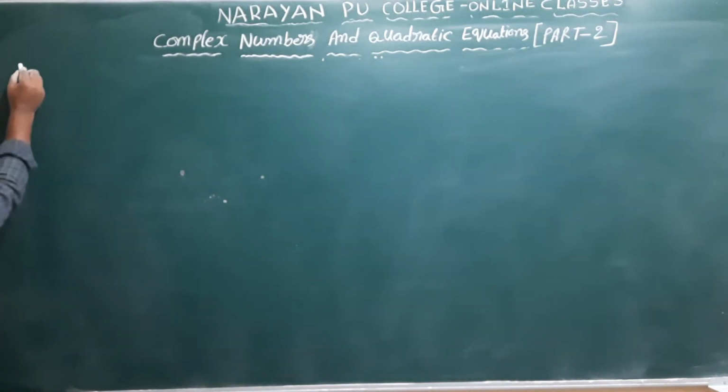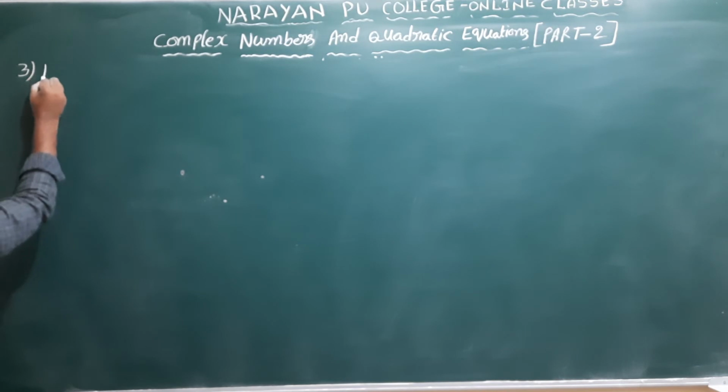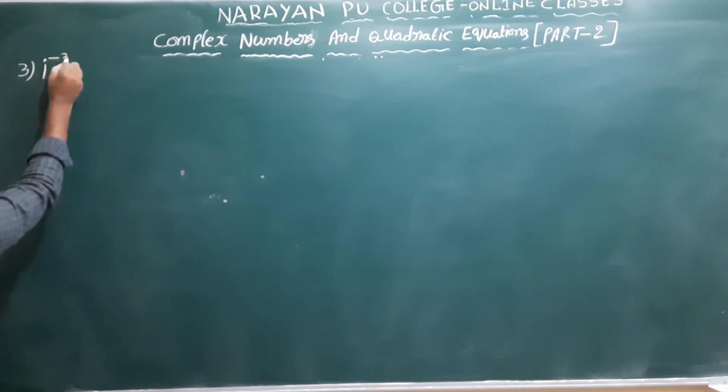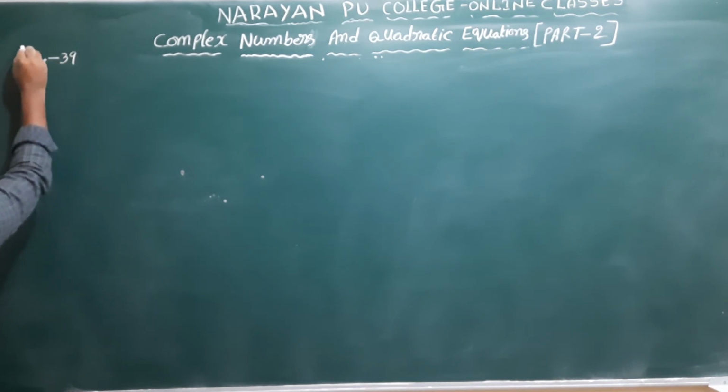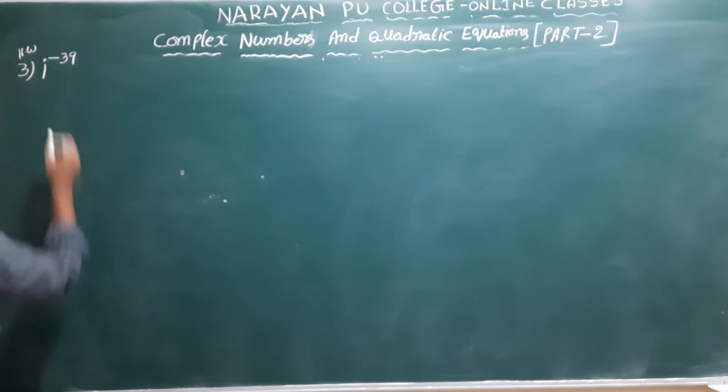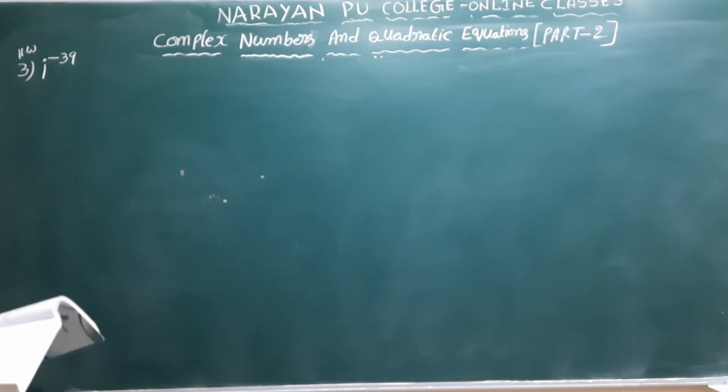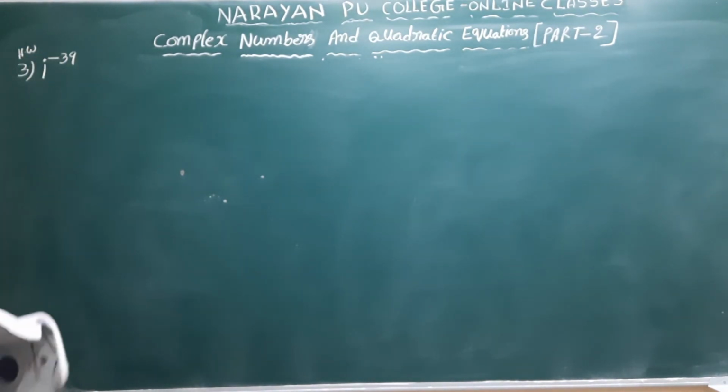Next, the third problem: i power minus 39. Now this you can take as homework. In the exam problem we did i power minus 35. Same model: 1 by i power 39, and simplify that.